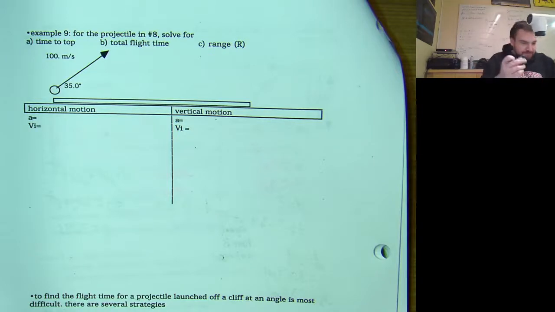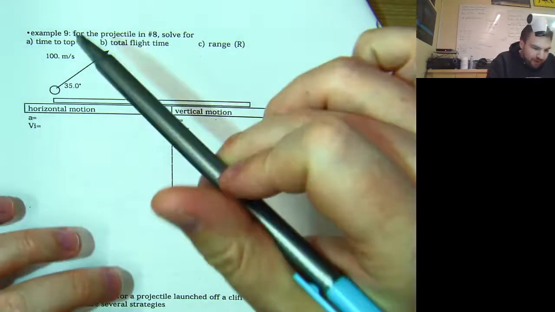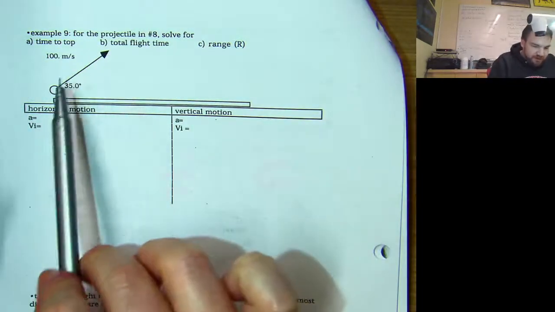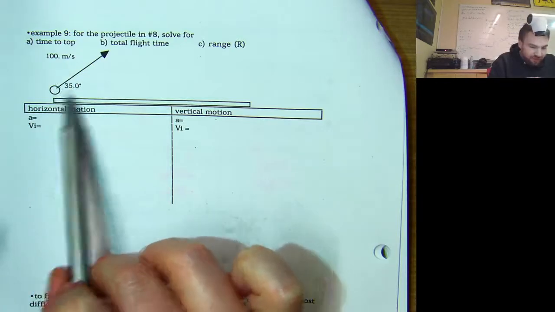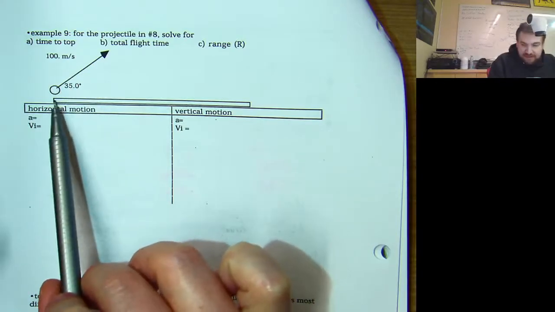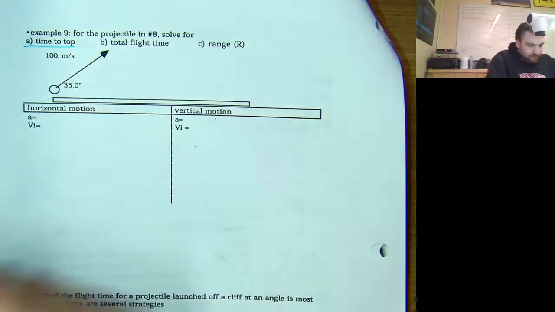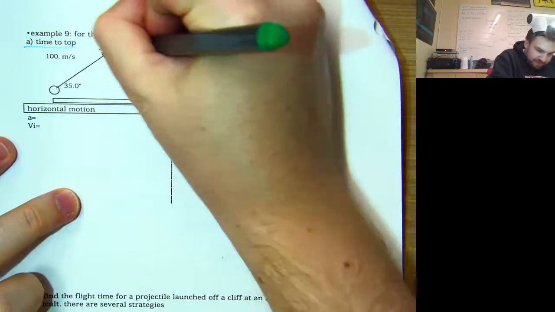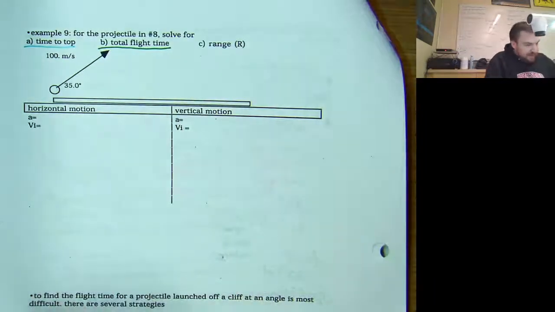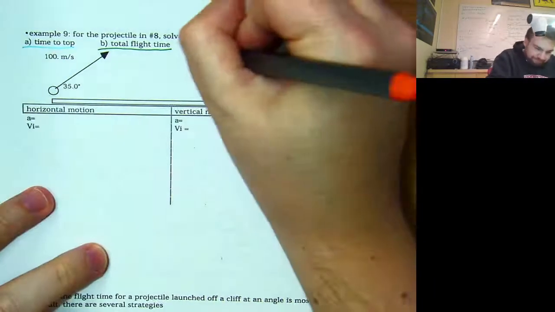number 9. For this situation, we've got a 100 meter per second projectile launched upwards at 35 degrees. It's going to land level here somewhere, and we want a few things. We want the time to the top. We want the total flight time. And we want the range.